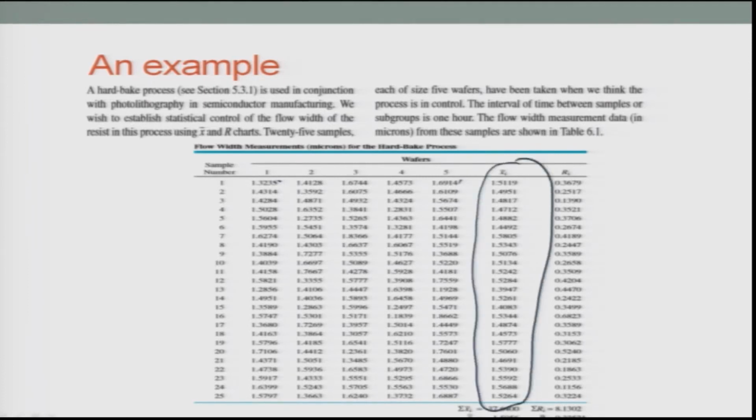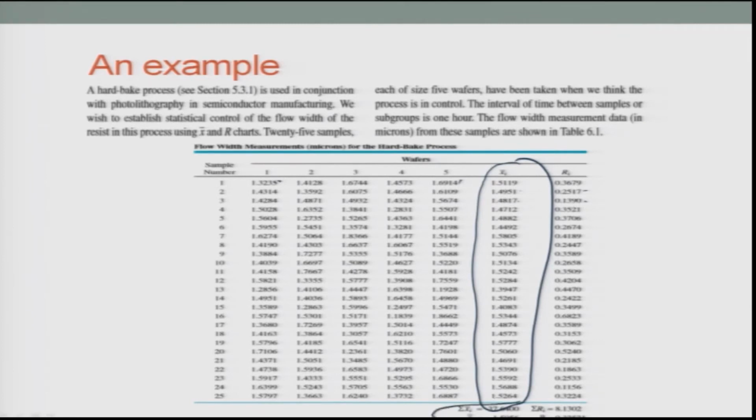Based on that, I find out the sample averages. This 1.5119, where my highlighter is pointing, is the sum of all these values divided by 5, which is the average of that particular sample. The range, given as 0.3679, is the difference between the maximum and the minimum. We find those values for the second sample, third sample, till the 25th one. Similarly, we find the ranges for the second set of observations, third set of observations, till the last one.